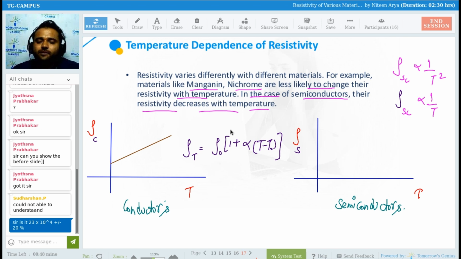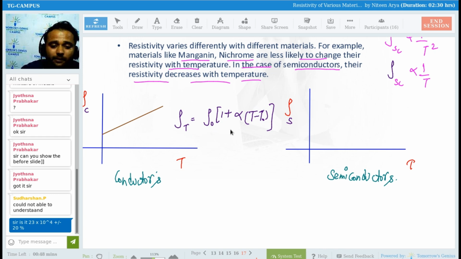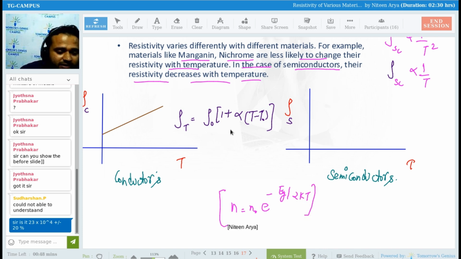Okay, in a PN junction in a semiconductor there is a relation. I am going to write it down: n equals n naught e to the power minus Eg upon 2kT. Sir, I think it will go down because resistivity will keep going down. Okay, goes down.